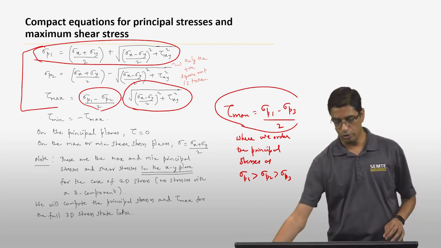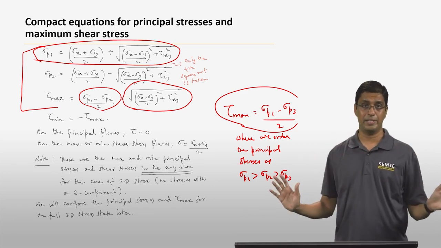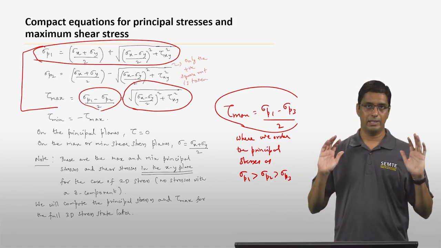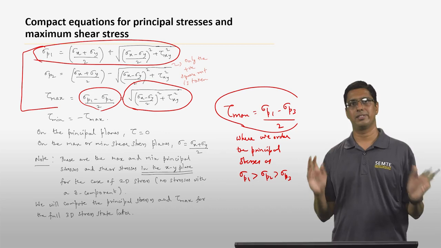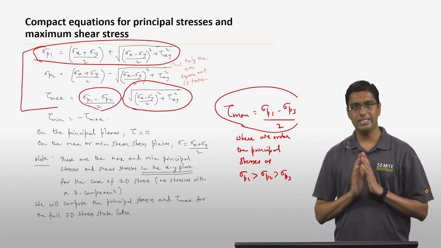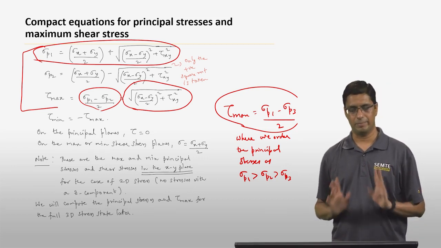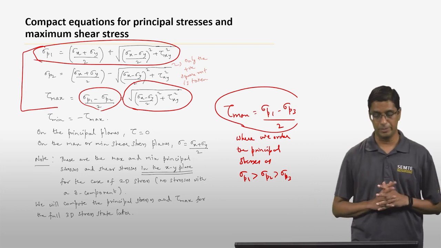Point blank. Okay? So when you go to the 3D stress case, we will have a much more general method of calculating the principal stresses, the 3 principal stresses and the shear stress, and that you can use for any condition. But these compact equations that we have here are true only for the 2D case, something that I really want to emphasize and something that you must keep in mind. Okay?